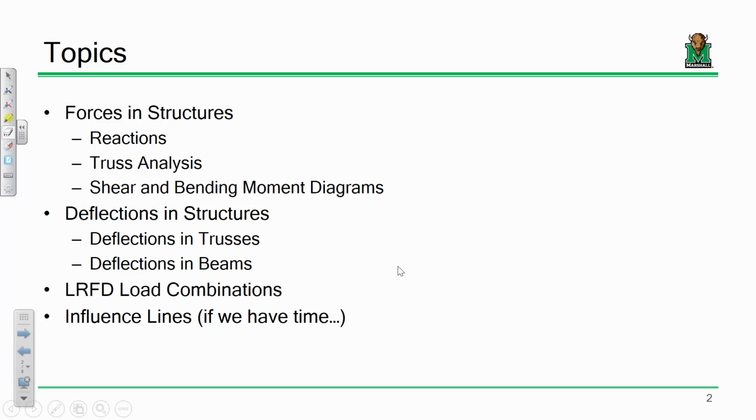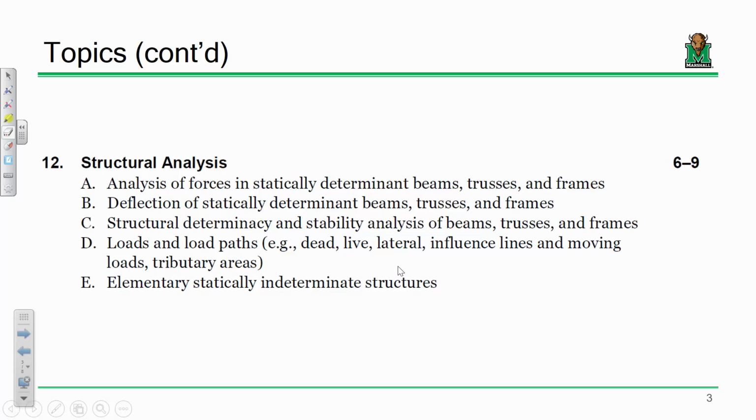Oh, I need to get the sign sheet passed around. Now, LRFD load combinations actually sort of fall within structural analysis. If you remember the tributary area material we talked about in concrete design, that's technically a structural analysis concept, so I'm going to talk about that today. I have influence lines here if we have time. I don't have an example prepared on influence lines, but what we talk about today will probably take up a fair amount of time, so I don't think we're going to get to it. Here are the general patterns: analysis of forces, deflections, determinacy, et cetera, 6 to 9 questions.